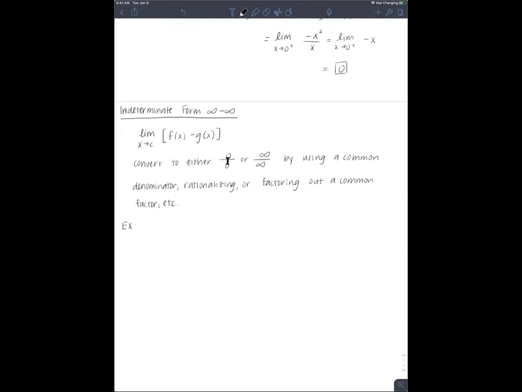So let me show you what I mean by that. Let's do an example. We're going to look at the limit as x approaches pi over 2 from the left of secant of x minus tangent of x.